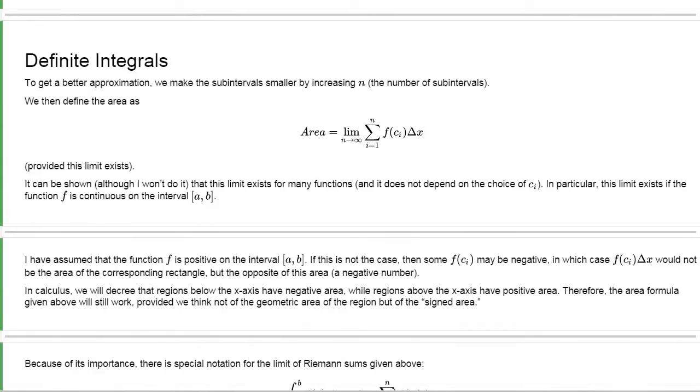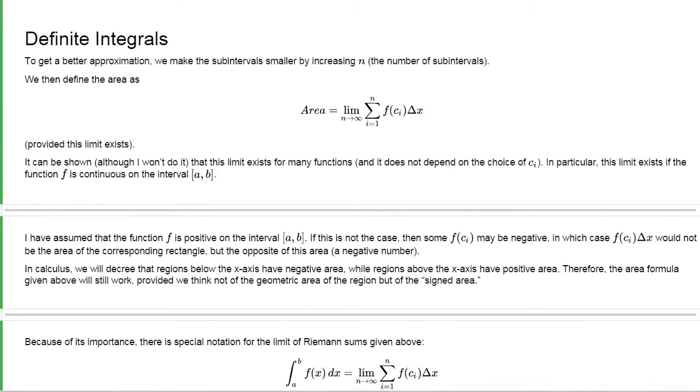So that's what we're going to do. If we're approaching the actual area as the number of rectangles goes up, we'll just let the number of rectangles, or the number of subintervals, increase forever, approach infinity. So we're going to define the area under this curve as the limit, as n approaches infinity, of our Riemann sum, provided that limit exists.